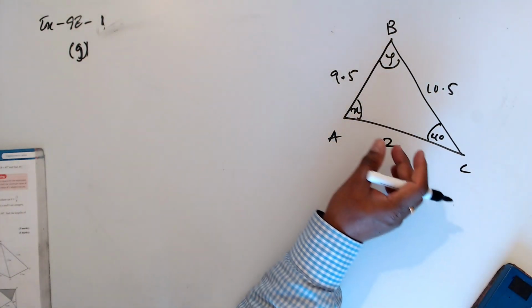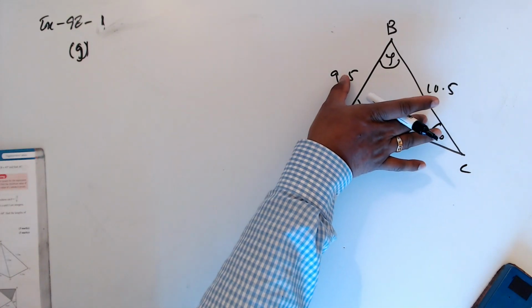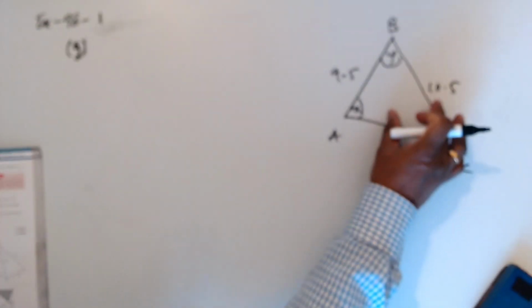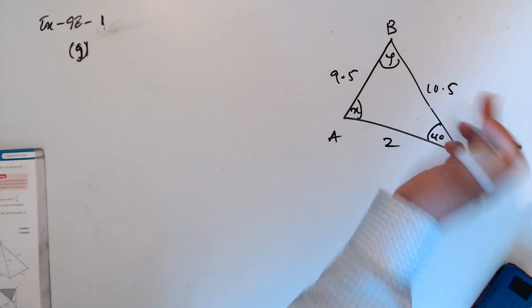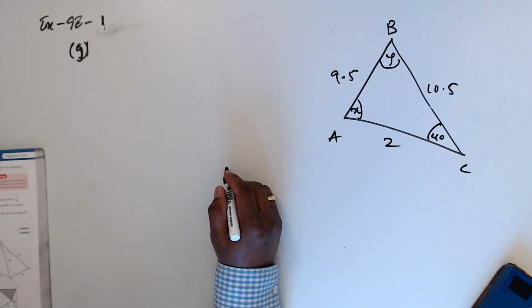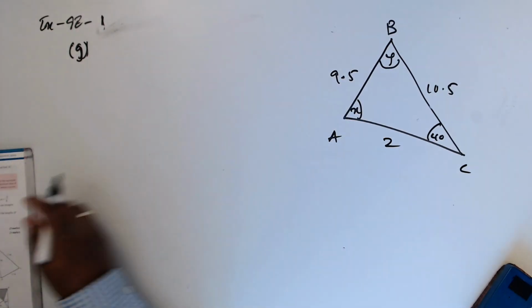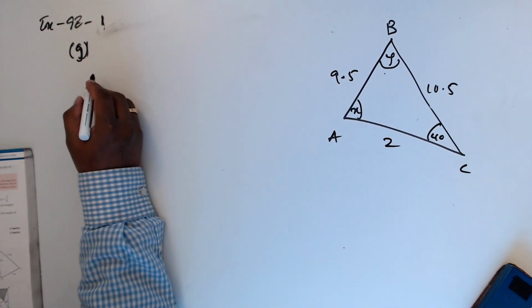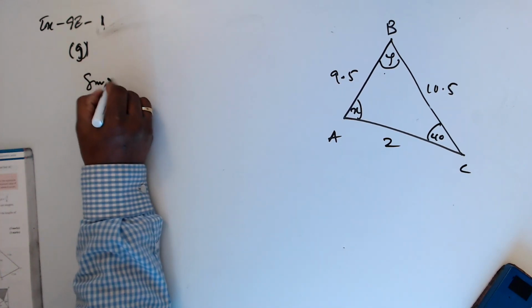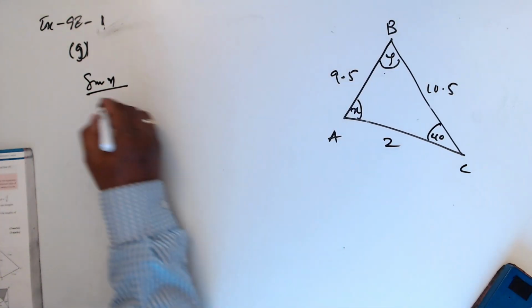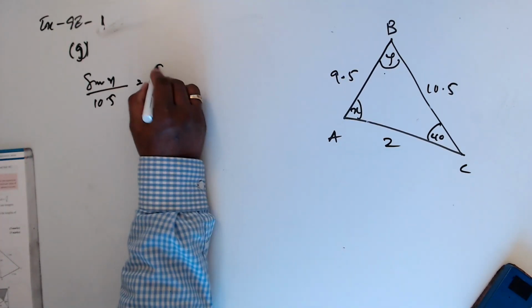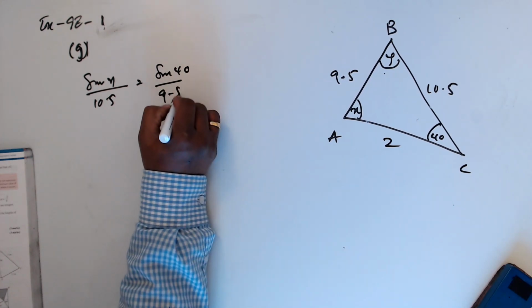When I look at this sum G, I saw that there's a point and angle, then it's going to be sine easily, and I can see another one is given. We can find x straight. Then this angle and then this one. So this is a standard sum for us now. Sine x over 10.5 equals sine 40 over 9.5.